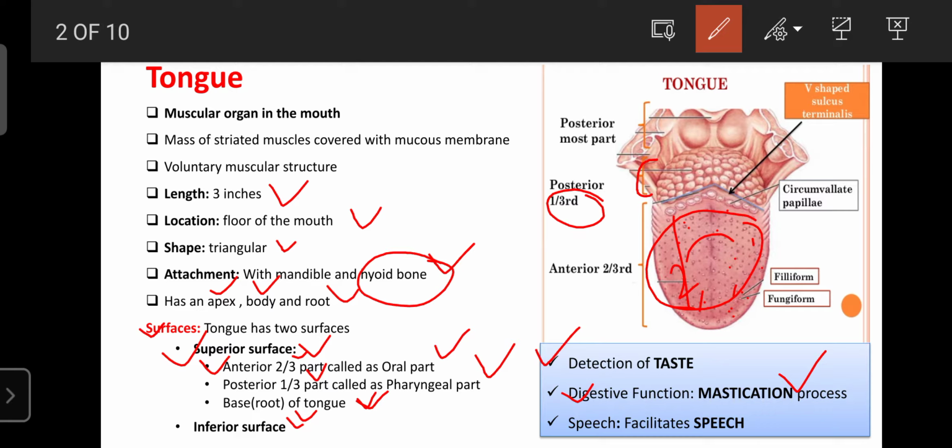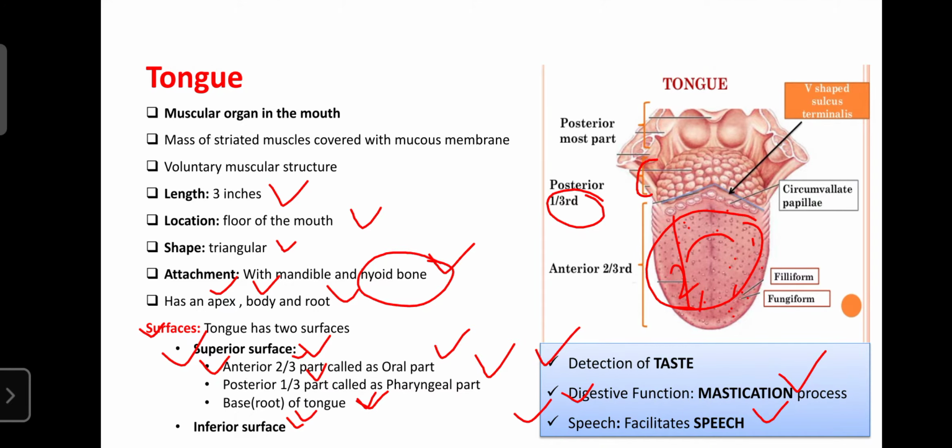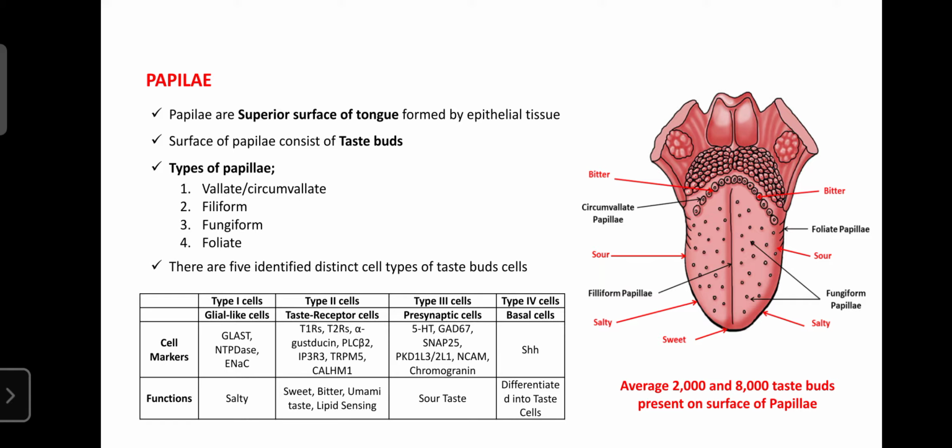As well as that, the tongue plays an important role in the production of speech. The movement of the tongue helps to facilitate speech. It means the tongue is also involved in the regulation of speech. So these are the various functions of the tongue: it is involved in the detection of taste, as well as mastication, and it plays an important role in facilitating or regulating speech.